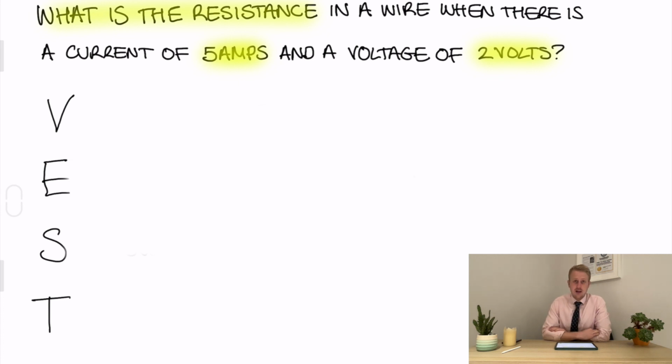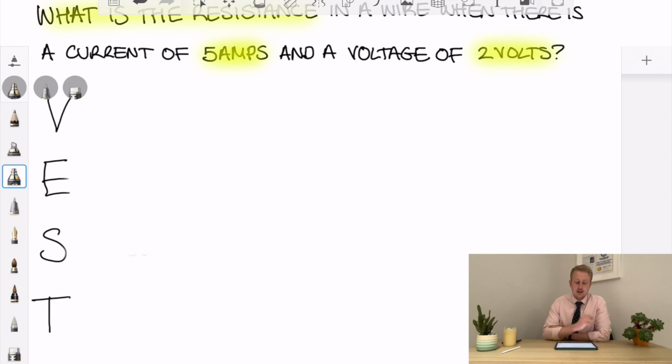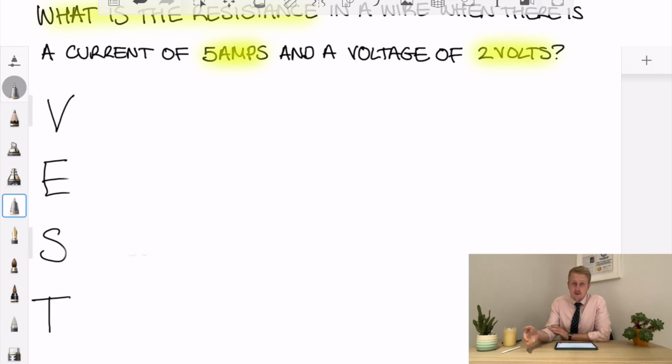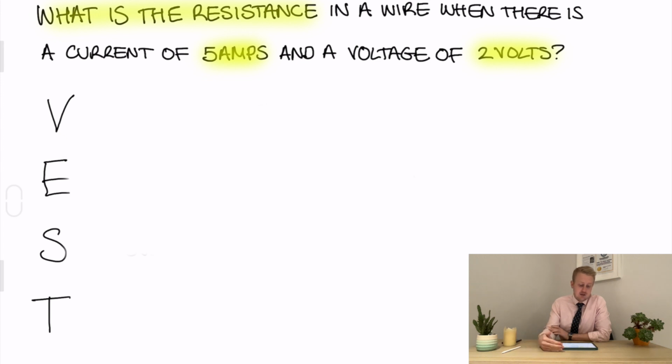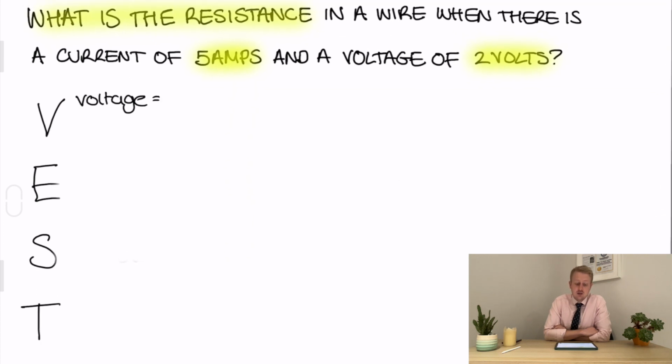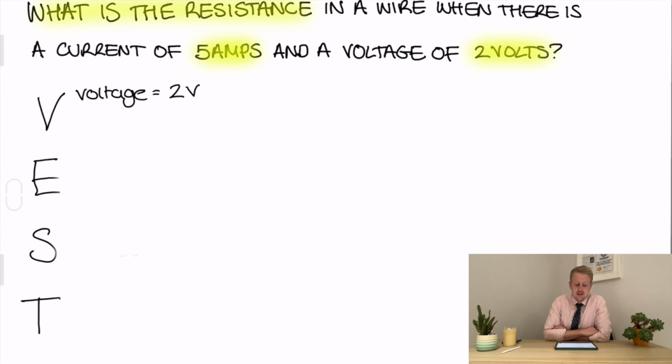Okay, that's what we've got here. It's a what is question. So here, what I will then do is move that information from the question down into our V, the variables section. So in part 1, we could talk about the voltage, and that would be 2 volts. Then we'll write about the current, which is 5 amps.